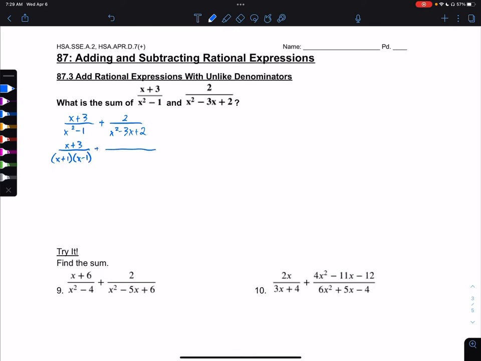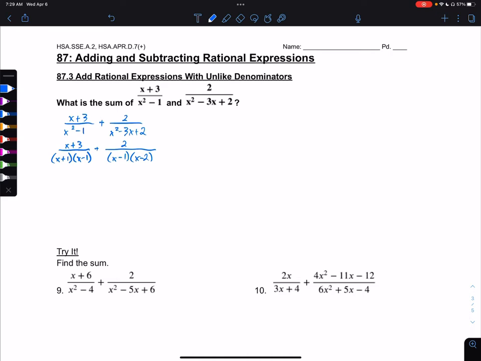And then my second expression, the denominator, I have a trinomial here. I need to find factors of 2 that have a sum of negative 3. So that would factor into (x − 1)(x − 2). You would use a factor sum chart if you can't figure that out just visually. So if you do need a factor sum chart, you would do it that way.